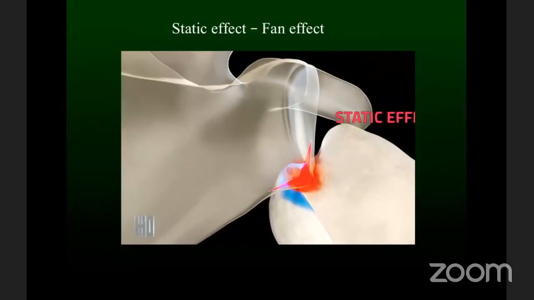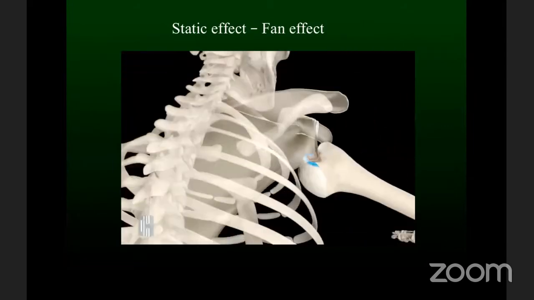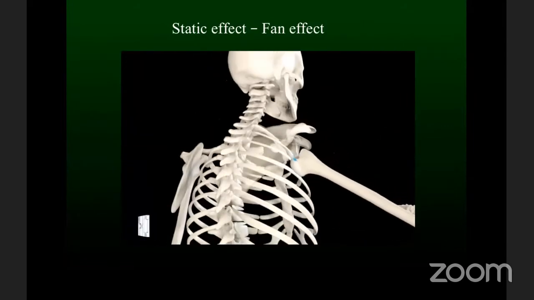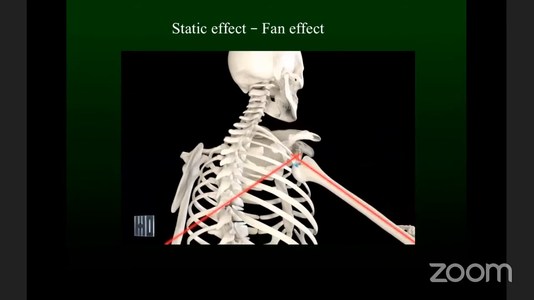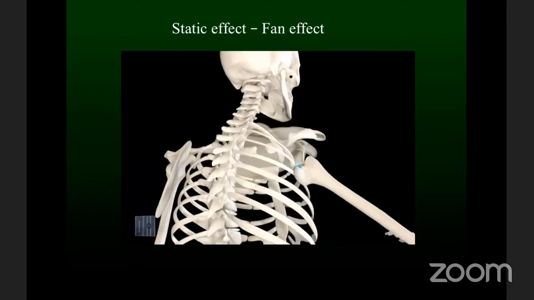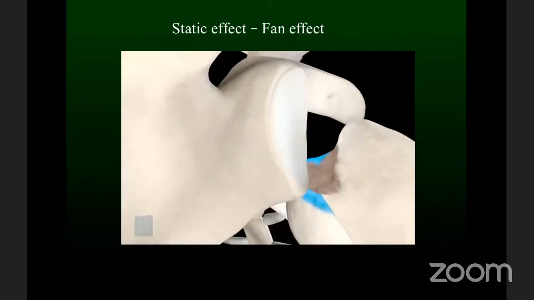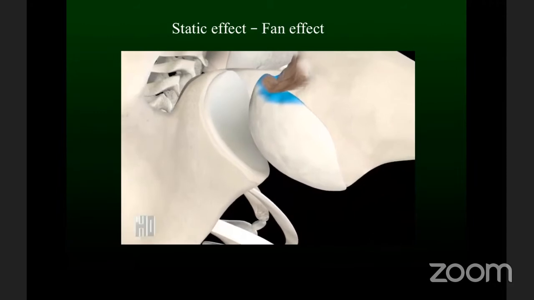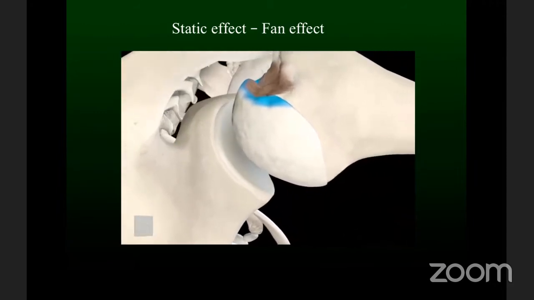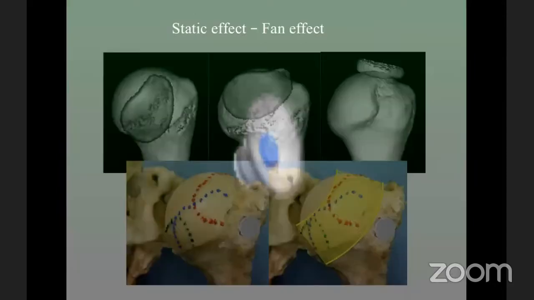The static fan effect was again described by Gianni Giacomo, where he says that once you have a Hill-Sachs lesion, there is continuous pressure on the glenoid because of the muscles around the shoulder joint, which will lead to additional Hill-Sachs lesion in future dislocations. So once you have a dislocation, repeated dislocation will lead to a static fan effect, which will lead to more and more humeral bone loss especially.